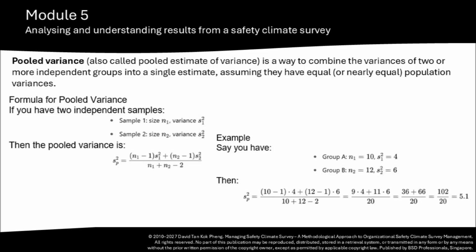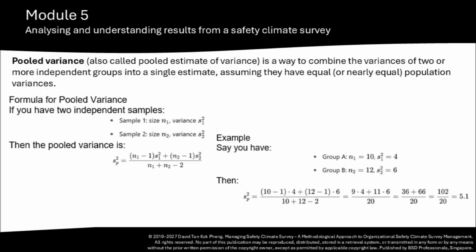The term pooled is used because the variances from both samples are combined together to form a single, more reliable estimate of variability. This is useful because each sample alone only provides a partial estimate of the population variance. For example, if two groups are given and their variances are combined using the formula, the pooled variance may result in a value such as 5.1.